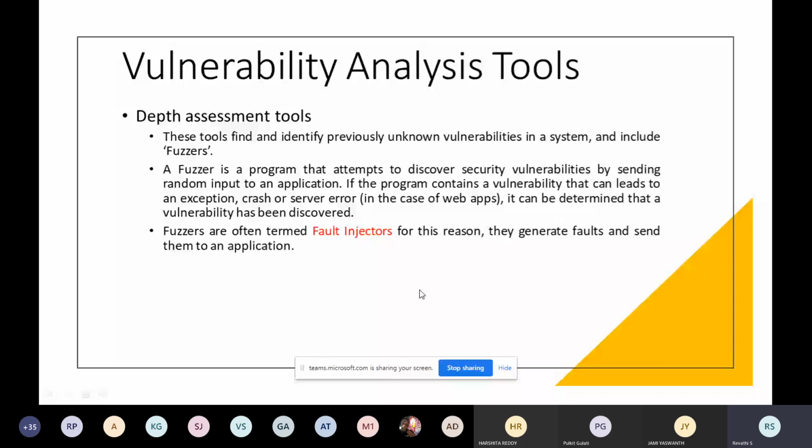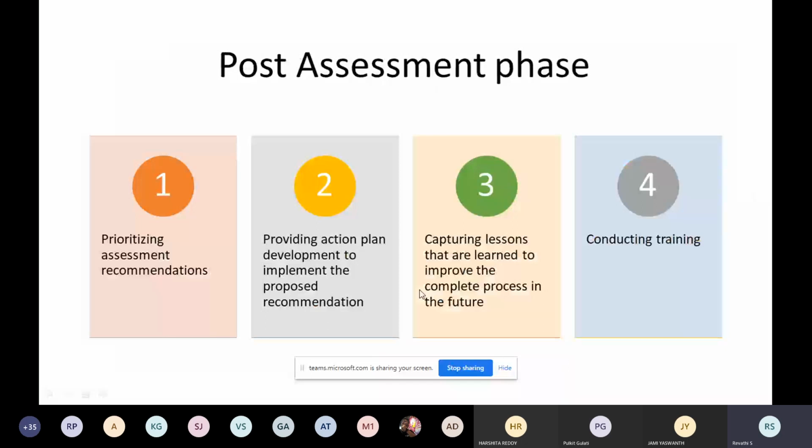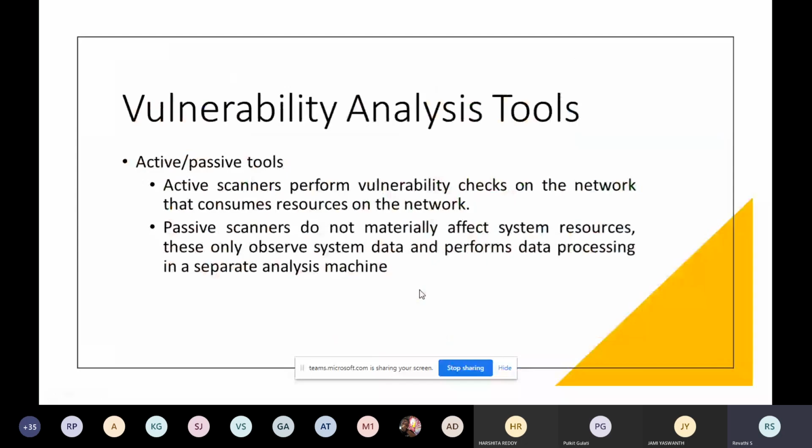Next are active or passive tools. Active tools and passive tools, as the name implies: active means completely involved in the scanning. When the network is running, by disturbing all the resources, you are performing the scanning, which is called active scanning.